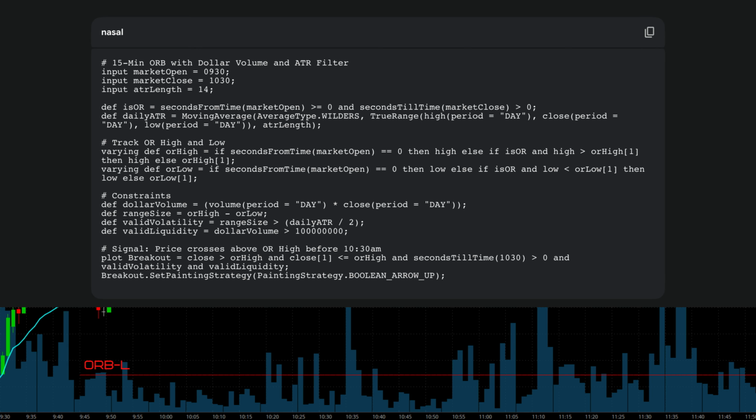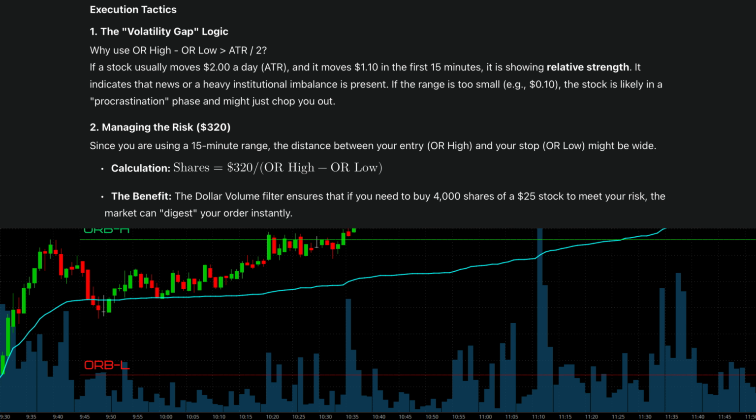Execution tactics. 1. The volatility gap logic. Why use OR high minus OR low greater than ATR2? If a stock usually moves $2 a day, ATR, and it moves $1.10 in the first 15 minutes, it is showing relative strength. It indicates that news or a heavy institutional imbalance is present.